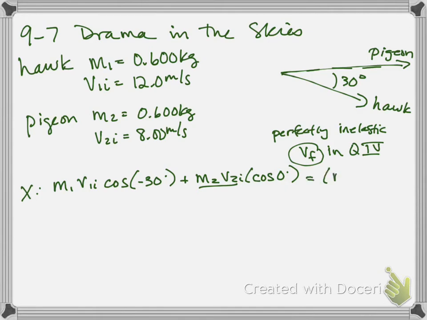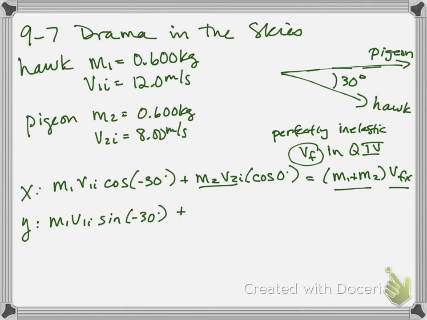What's that equal to? Well, that's equal to the x component of the final momentum of the pigeon-hawk combination. Here's the mass, and here's the x component of the final velocity. We're going to do the same thing in the y direction. We've got m1 v1I for the hawk, and now we need to use the sine of that, negative 30 degrees. And this term is 0, but we'll write it out just in case, m2 v2I, and we have the sine of 0 degrees, which is, you guessed it, 0. So that's equal to m1 plus m2 times the y component of the final velocity.